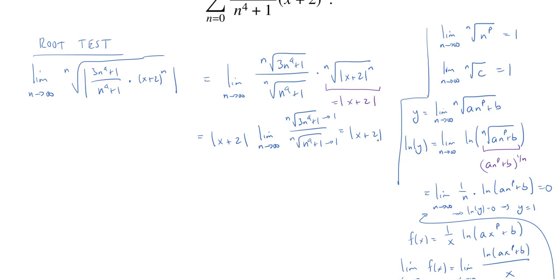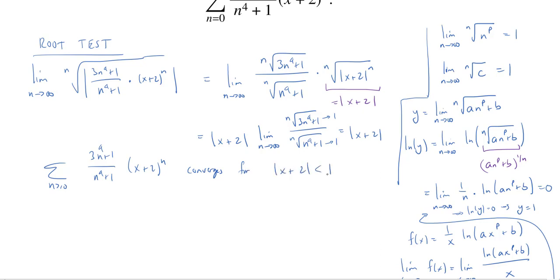All right, now the root test says that we get series convergence when this ratio that we got, or rather this root that we got, is less than 1, and we get divergence when it's greater than 1. So the series with terms 3n to the fourth plus 1 over n to the fourth plus 1, times x plus 2 to the n, converges for absolute value of x plus 2 less than 1, and diverges for absolute value of x plus 2 greater than 1. There we go.